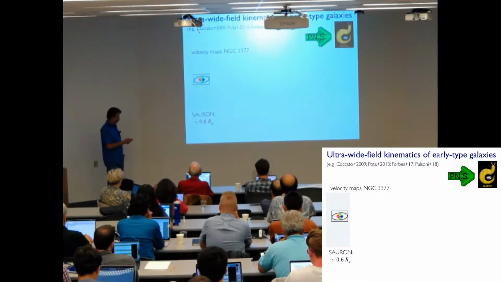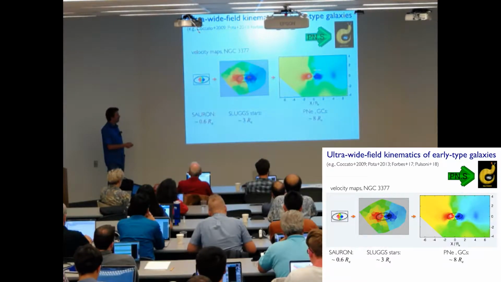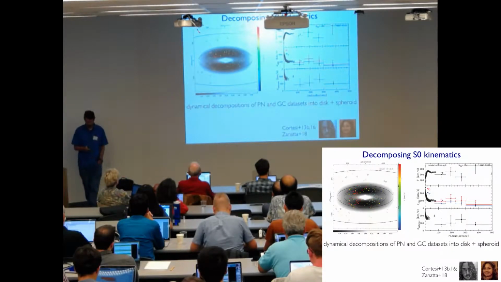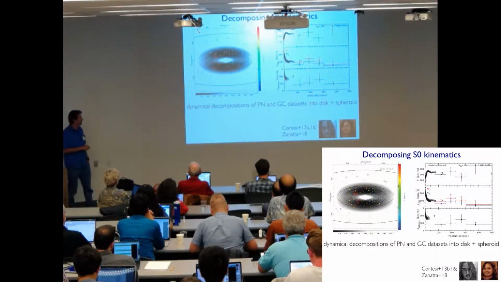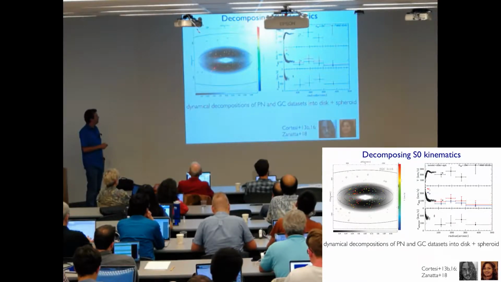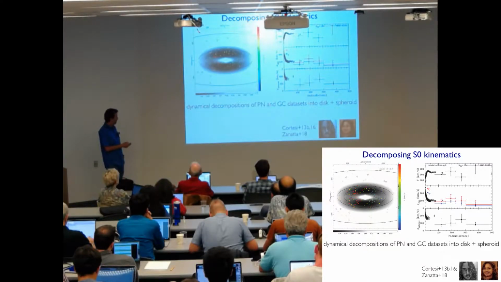But the best right now we can do is using planetary nebulae and globular clusters again to create these complete kinematic maps using all the data combined out to large radii. And looking at things, now we can start decomposing the bulges and disks. This is some work that Ariane Cortesi did with her student Amelia Zanatta on a bunch of S0 galaxies using planetary nebulae and globular clusters. And you can get the bulge and disk properties separately now that you've got these wide fields to decouple a lot of the degeneracies.